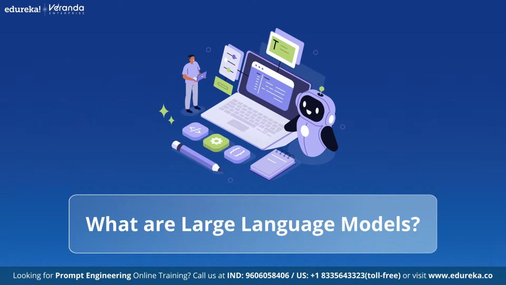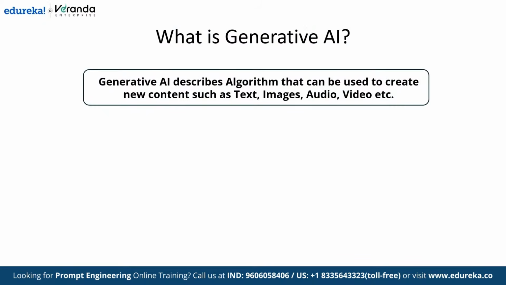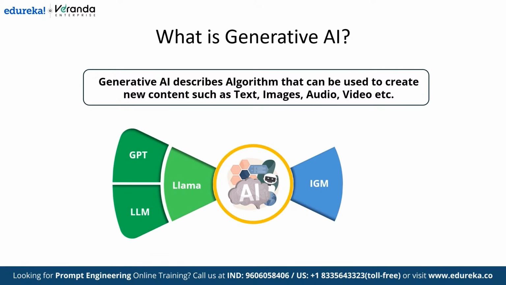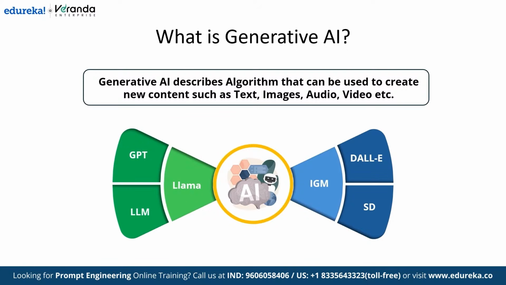Now, let's answer the fundamental question: what exactly is generative AI? Generative AI refers to algorithms capable of creating new content, whether text, images, audio, or even videos. It's like having a creative AI assistant that can take a simple input and produce engaging outputs. For example, GPT and Llama can write essays or code, while image generation models like DALL-E and Stable Diffusion can visualize unique scenes from descriptions.